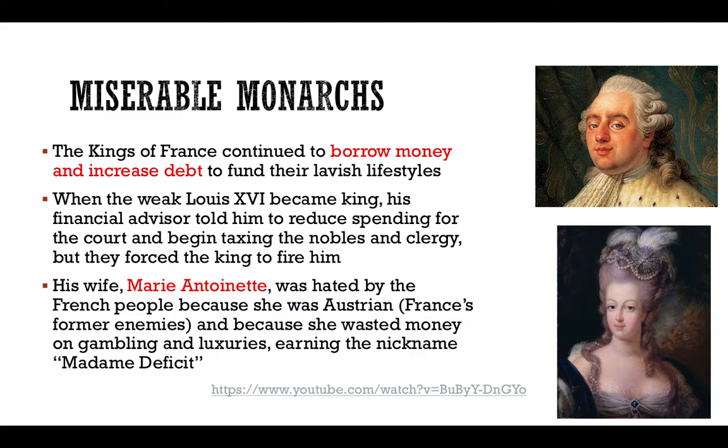The kings were living extravagantly at this time period. They taxed the society to pay for their luxuries, their hunting trips, their extravagant wardrobes, food, all kinds of stuff, even their jewelry. Louis XVI's wife, Marie Antoinette, was hated by the French people because she was Austrian, which was one of France's former enemies. And because she wasted money on gambling and luxuries, she earned the nickname Madame Deficit.